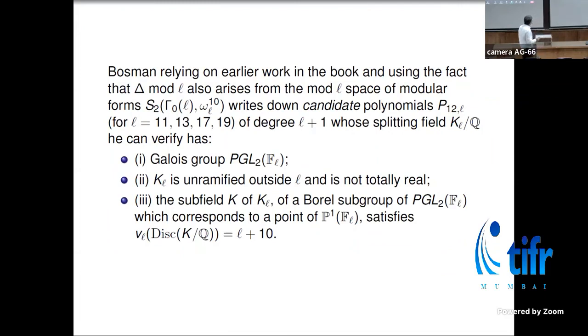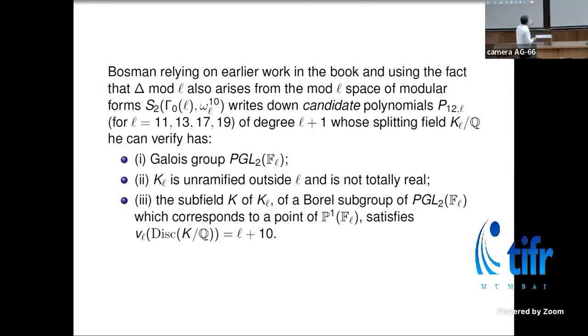And they also use the fact that delta mod L is actually congruent to a weight 2 form, right? So somehow then you have the crutch of abelian varieties available. And they do a lot of work to write down these polynomials, right? But on the other hand, these polynomials are written down by using some sort of approximation cutoff arguments. And one is not sure in the end that they do actually what they're supposed to do.